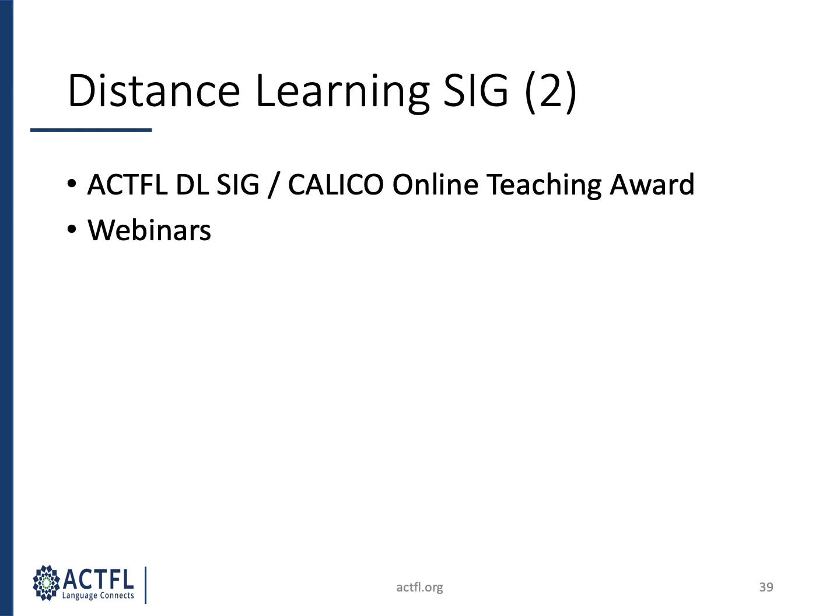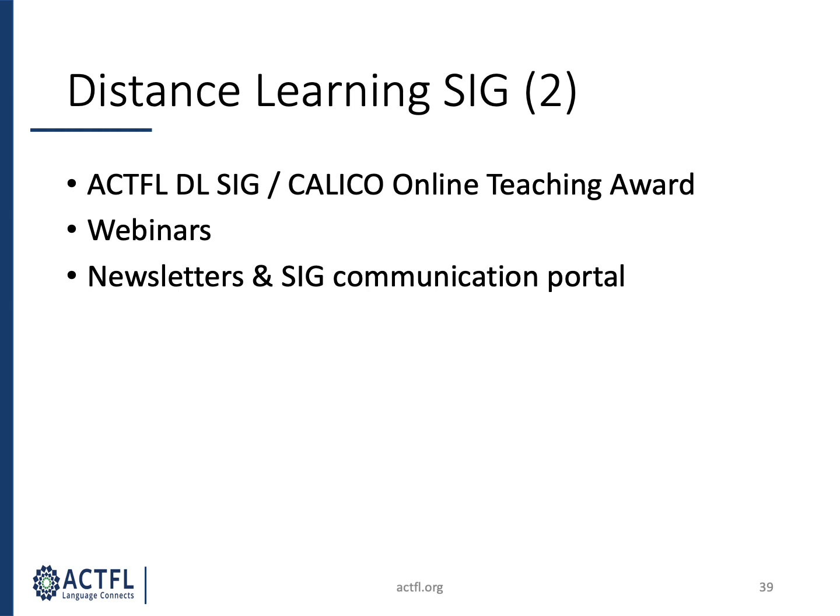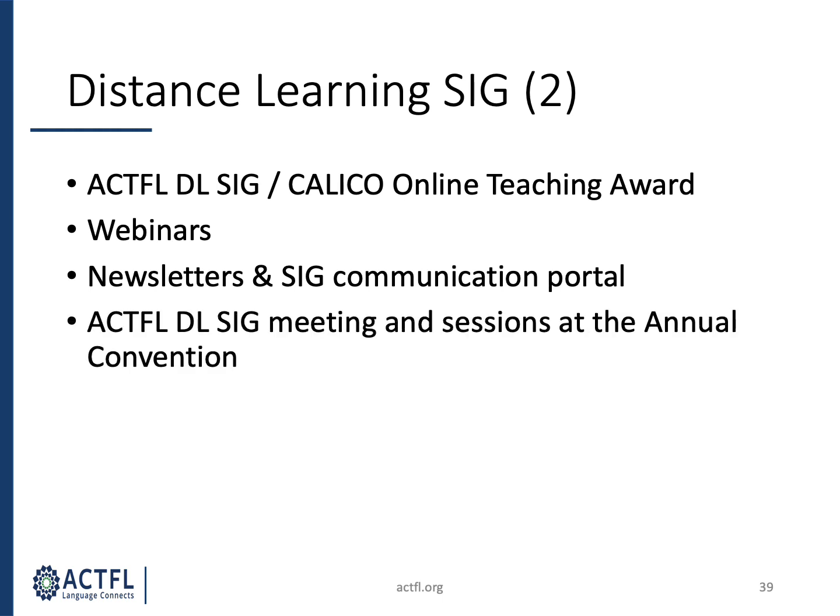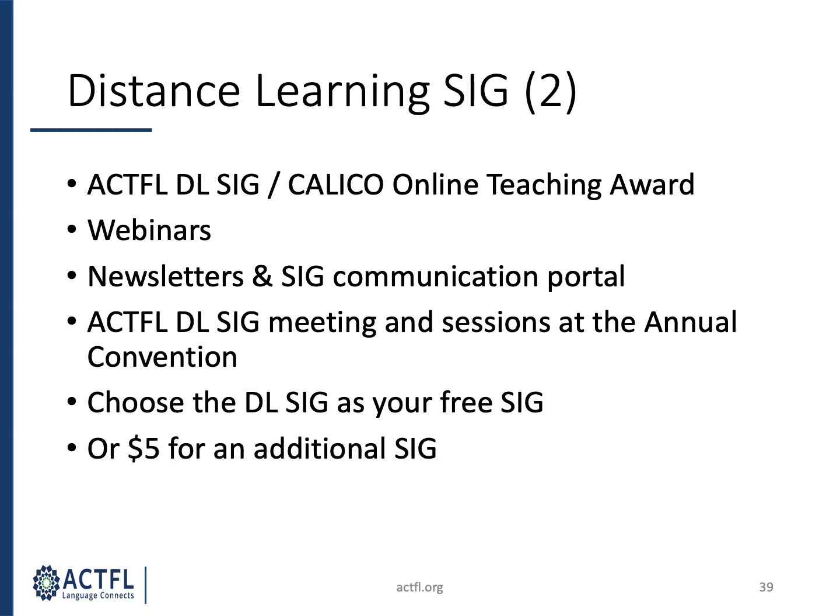We offer at least 2 webinars on online instruction per year. We publish at least 3 newsletters each year, and we have a very active Distance Learning Special Interest Group community. Finally, we offer DL-SIG business meetings and multiple DL-SIG sponsored sessions at ACTFL. If you have not chosen a SIG yet, please choose us. It's free for your first SIG. In addition, you can also pay $5 for all additional SIGs. Trust me, you'll get your money's worth out of the Distance Learning Special Interest Group if you choose us.